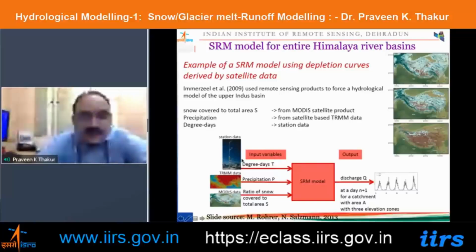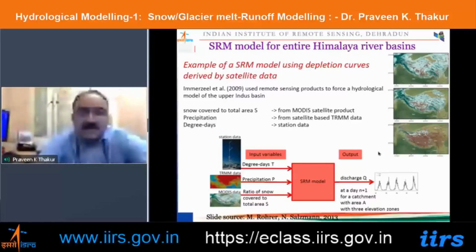Although all the input data have a certain amount of errors, they can be integrated into the SRM model, and you can get the snow melt runoff for the entire Himalayan river basin. So this is the easiness of this model, which makes it very popular among the user community.